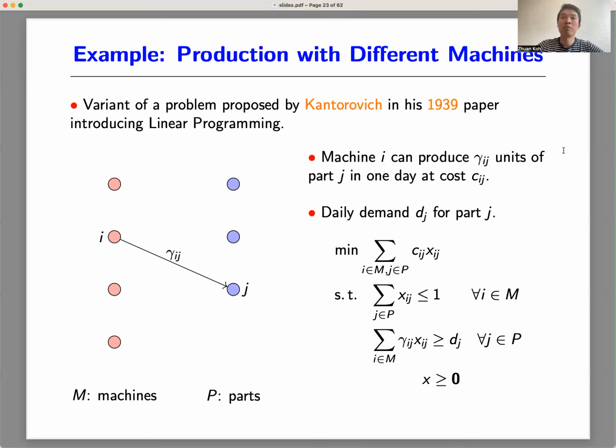Then if we look at this LP, the first set of constraints enforce that we can only use up to 1 unit of every machine. And the second set of constraints enforce that we need to produce at least d_j units of part j for every part. And the goal here, of course, is to produce the desired parts with the minimum amount of cost.